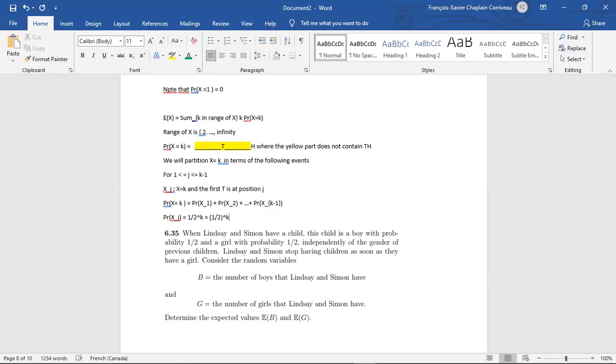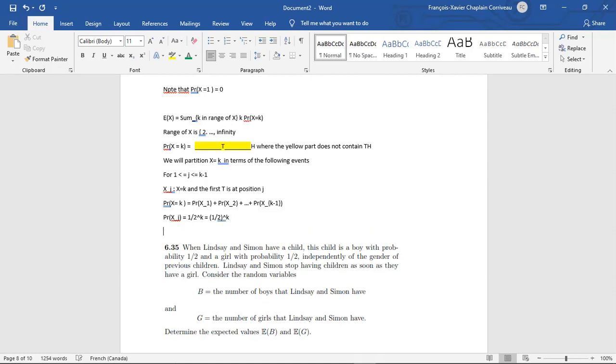Okay. So now all this to say, now what is the probability of x is equal to k? Now it looks like a geometric series. So why is there only one sequence? Again, it comes down to this. When I'm looking at x is equal to j, I know two things. I know that my first t is at position j, and I know that I ended on k flips. So my first t is here, and I ended on k flips.